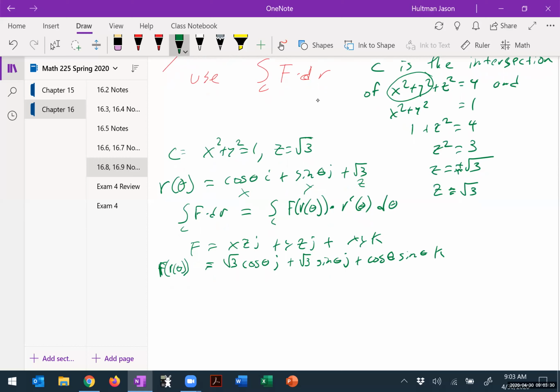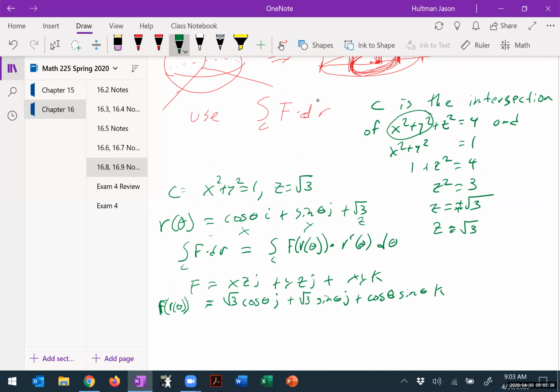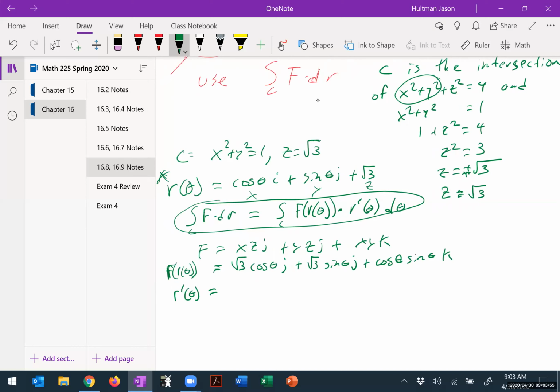Okay, so now what do we want to do with this thing? Well, we want to dot product this with r prime of theta, right? Isn't that the idea here? We go back to this step here. We wanted to dot that with r prime. Well, let's figure out what r prime of theta is. So take this guy up here and take the derivative of him. What's the derivative of cosine? It's negative sine of theta. This is i.